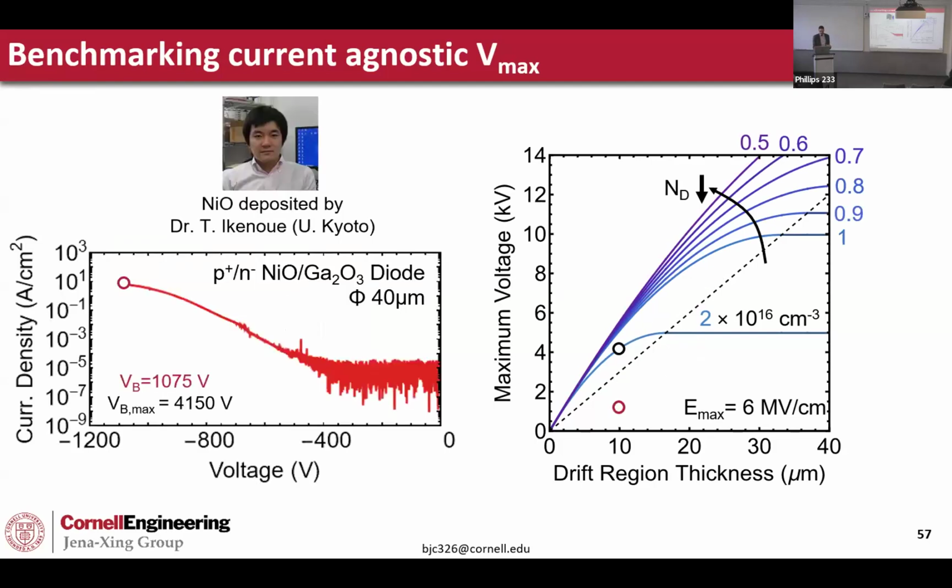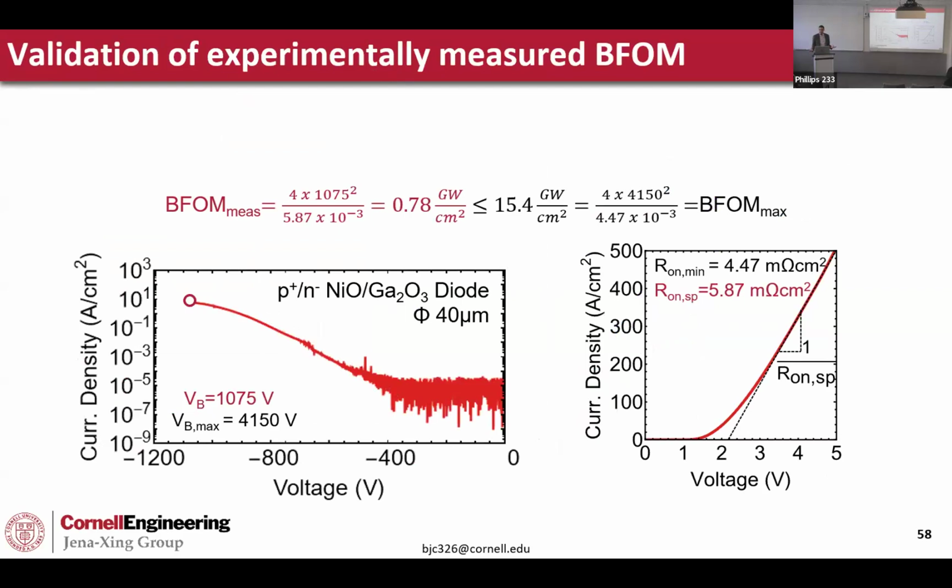And just like the forward bias, I can take the same diode that I measured before. I got a maximum voltage of 1,075 volts. The maximum that I would predict is 4,015 volts. Again, just comparing BFOM, this makes sense. The structure that I have, with its doping and the thicknesses of the substrate and the drift region, the maximum figure of merit I can have for that is 15 gigawatts, and I got 0.7. So our predictions thus far are accurate.